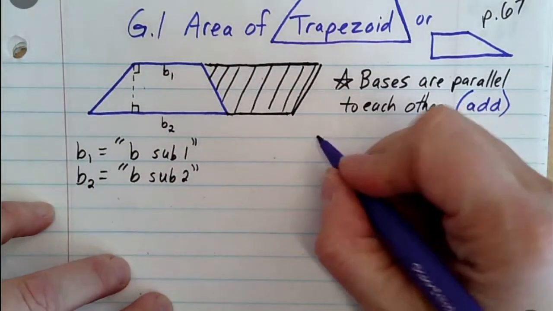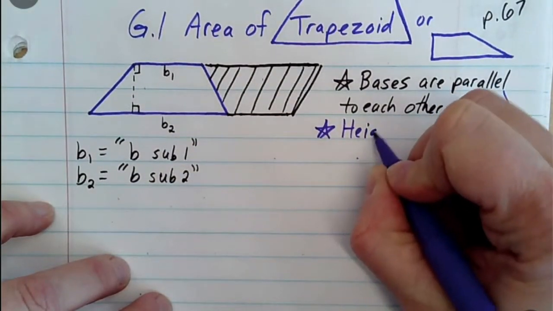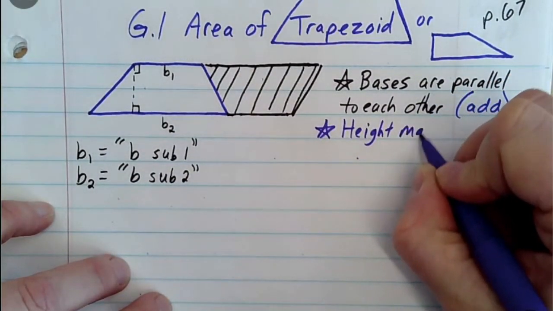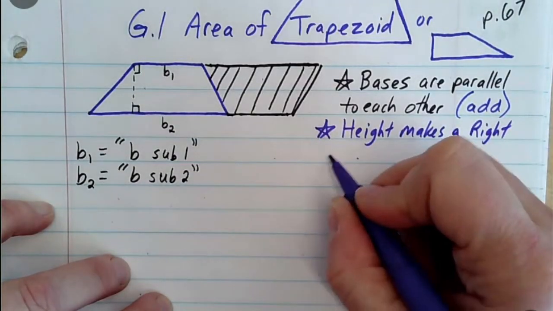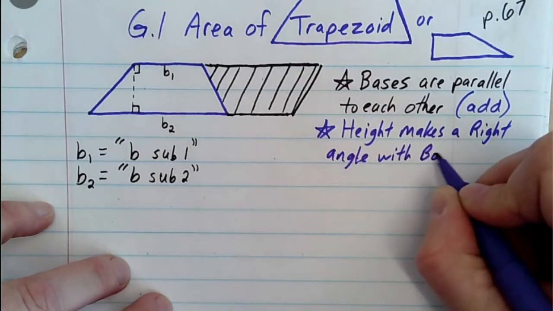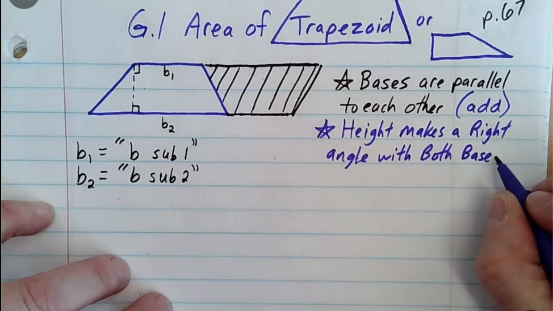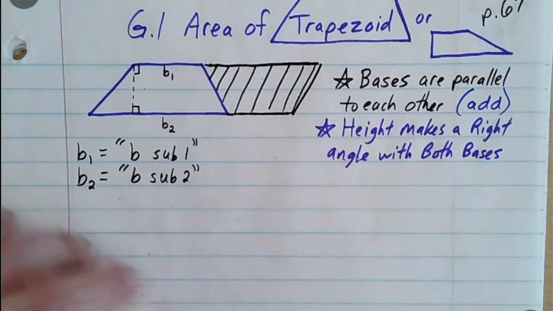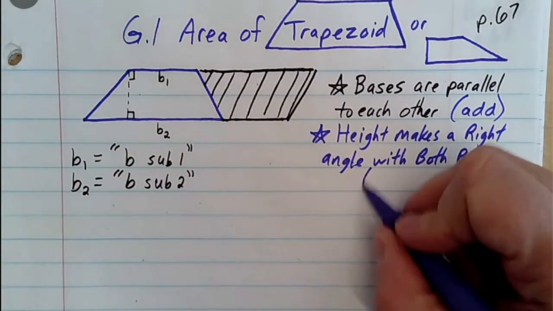The height, put a star here, the height makes a right angle with both bases. The height makes a right angle with both of the bases. A lot of times they'll only put the right angle with one of them, but since the bases are parallel, it's the one that makes the right angle. So the height is the one that you're multiplying by.